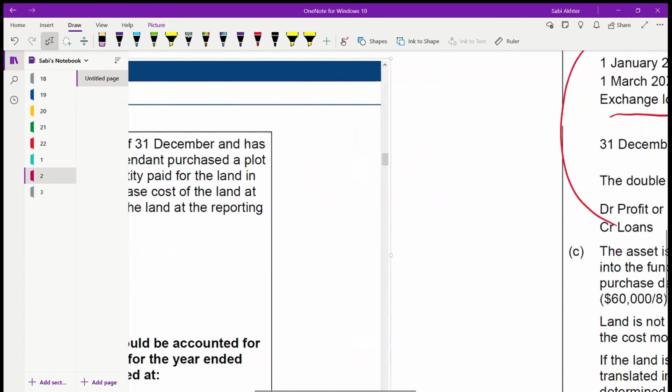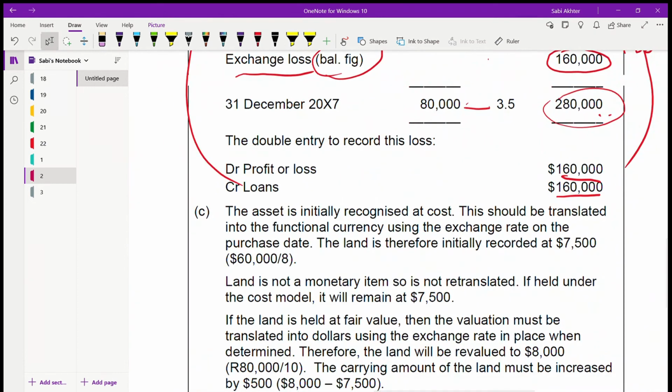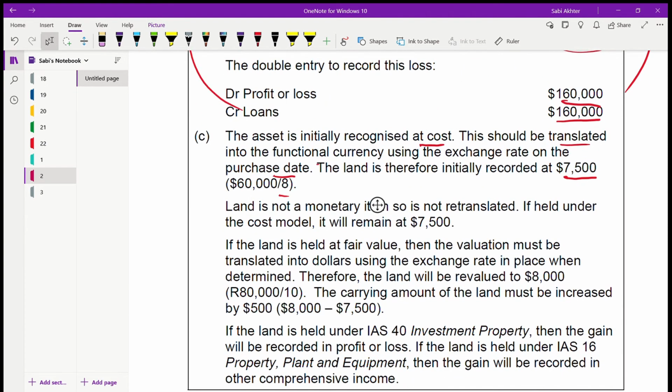First March. So it is initially at cost. We know the asset is initially recognized, so it should be translated into functional currency using the exchange rate at the purchase date. So 60,000 divided by 8 is the cost. We are not taking 80,000 yet. So it will be initially recorded at this amount. Remember, land is not a monetary item, so it is not retranslated. If held under the cost model, it will remain. So if it's under the cost model, it will be at 7,500 only.